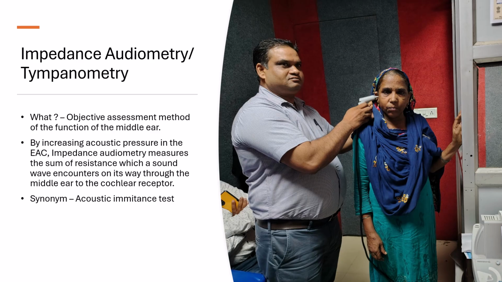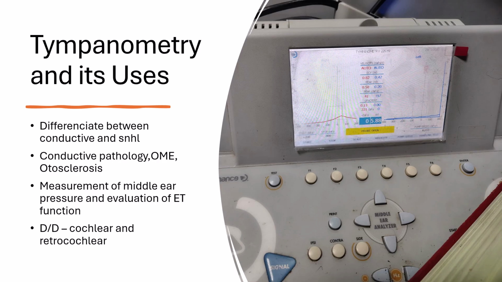Tympanometry basically evaluates the middle ear function by varying the air pressure in the ear canal. It measures how much sound is reflected back, which tells us about the stiffness and mobility of the tympanic membrane and the ossicles. Think of it as checking if the middle ear is a well-oiled machine, or if it has fluid, negative pressure, or ossicular fixation.